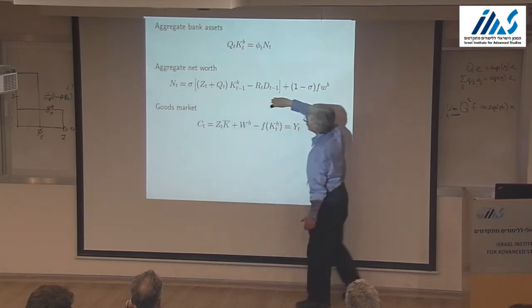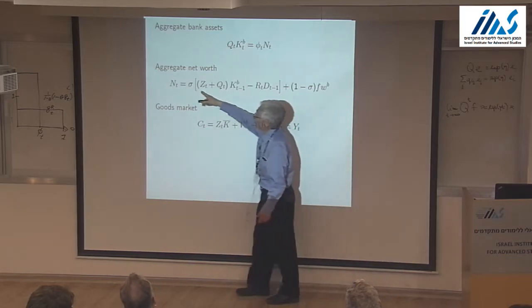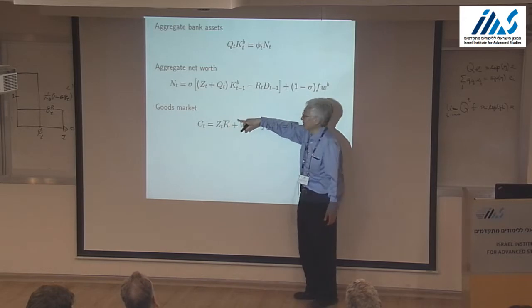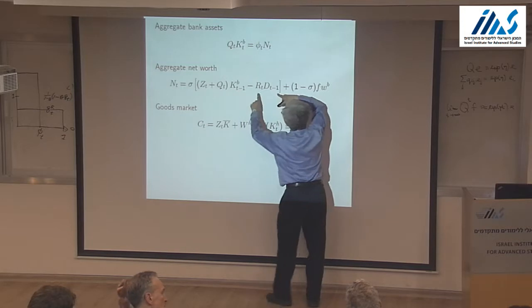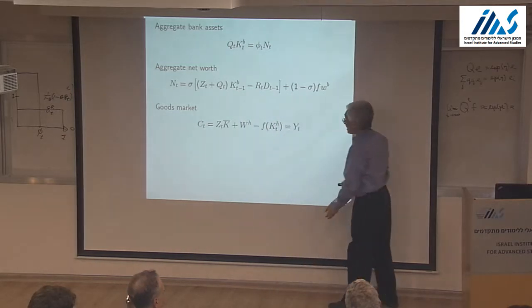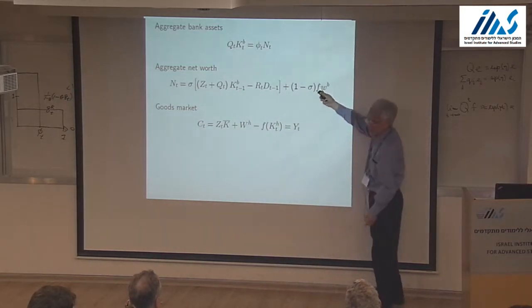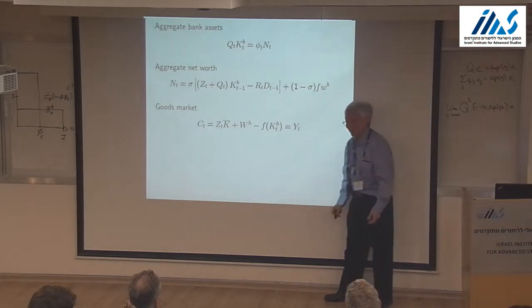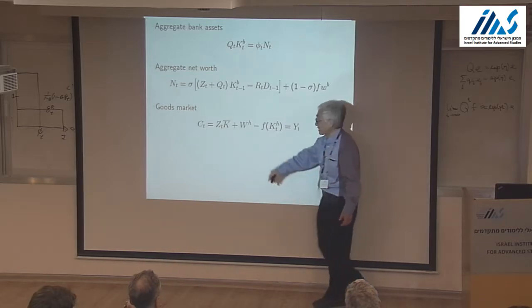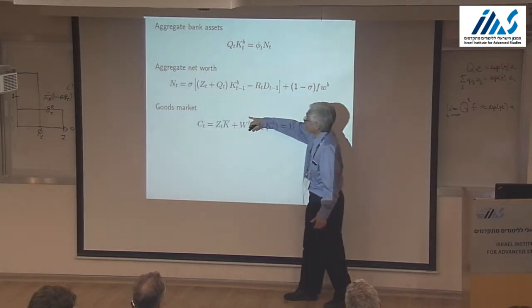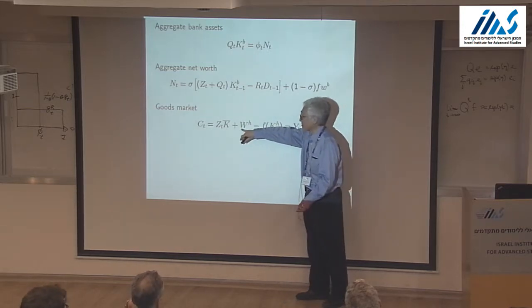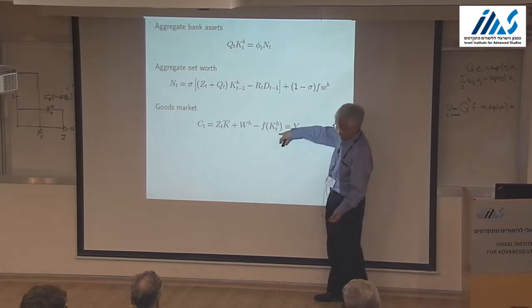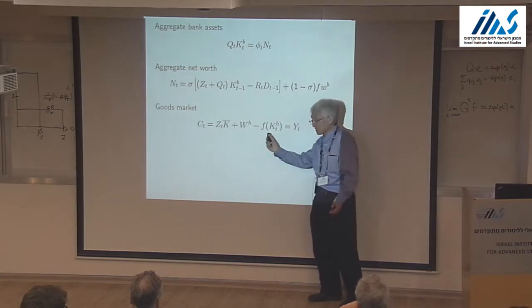The aggregate net worth comes partly from continuing bankers, a sigma fraction, whose net worth is the previous return on assets minus the deposit payment. This is the newcomers, this is Uncle Gibb, and this is a new banker's net worth. The goods market is consumption, the return on capital, and the return on labor, which we assume is constant. And then net of the management cost is the output.